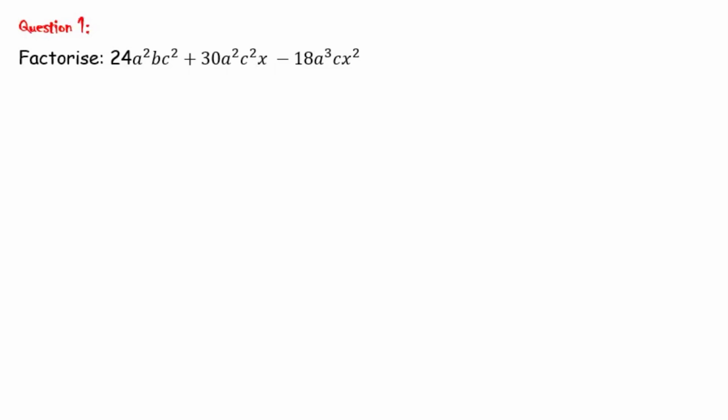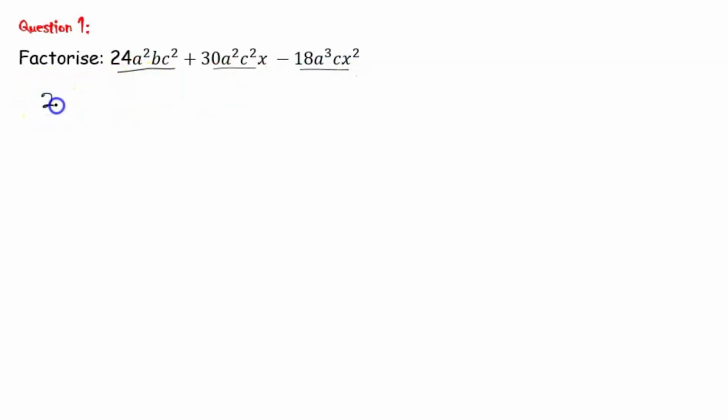Question 1 is this particular question that is before us, and we are asked to factorize 24a squared b c squared plus 30a squared c squared x minus 18a cubed c x squared. All right, so how do we factorize this? We simply factorize this by common factor. We look for the common factors. When we successfully get the common factors, then off we go. I want us to look at them as single entities. We deal with them separately, then we bring them together.